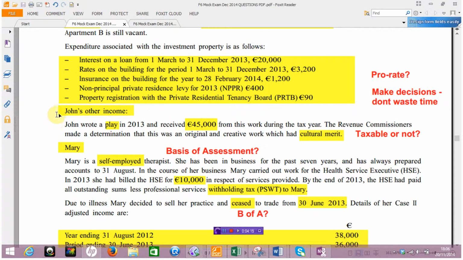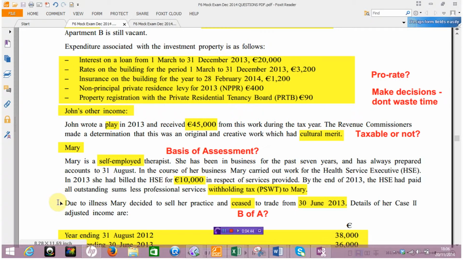We have some issue here in relation to other income. Again, this is something that the examiner will throw in from time to time. We either know the rule in relation to work of cultural merit, i.e. that 40k de minimis level, or we don't. But certainly we need to make a decision as to whether or not it's taxable or not, that 45, so we're either going to include it completely, or if we know the limit, we can deduct that.